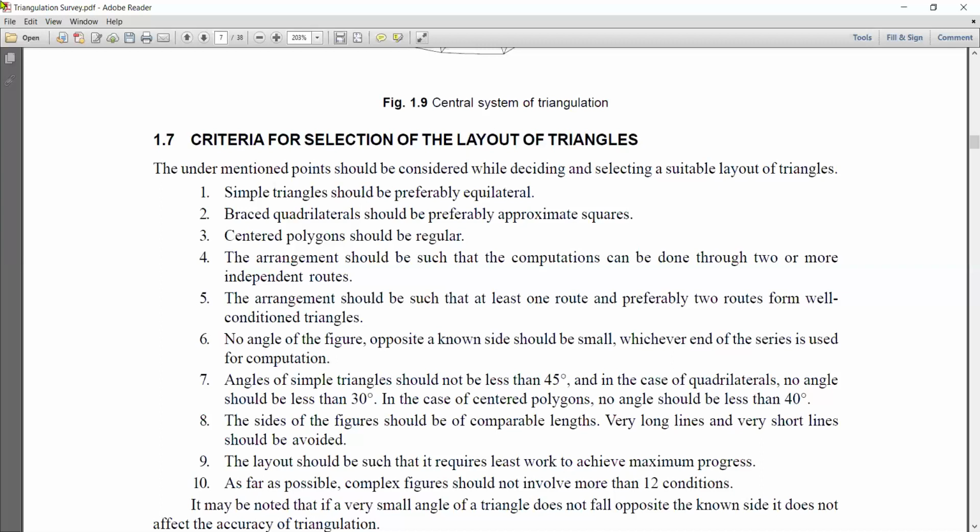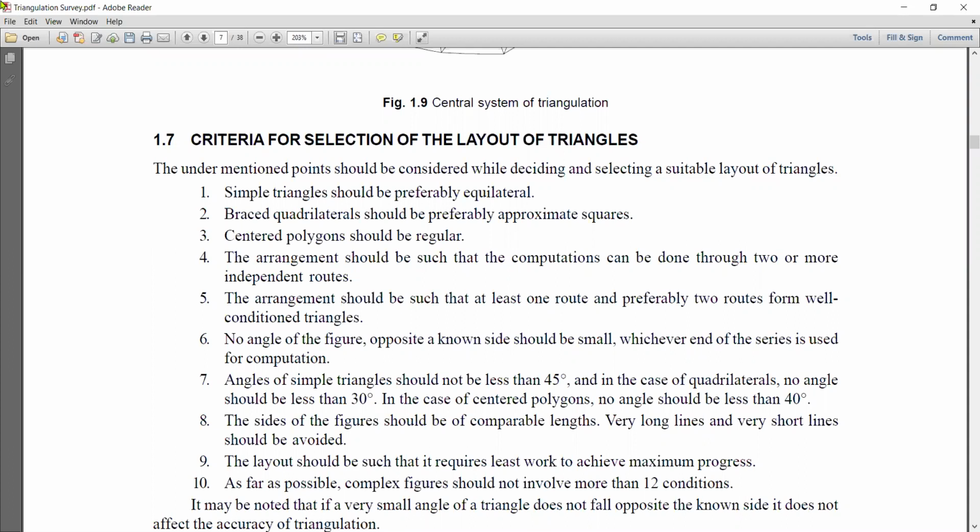No angle of the figure opposite a known side shall be small, whichever end of the series is used for computation. In the triangulation figure, the angle opposite the known side should not be small. The angle formation between two sides should not vary; as far as possible it should be kept the same.